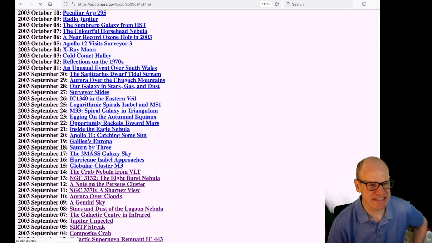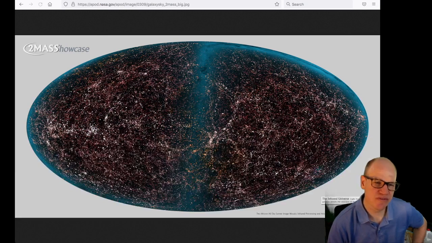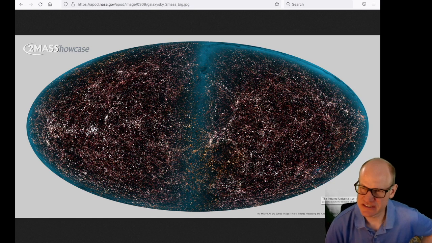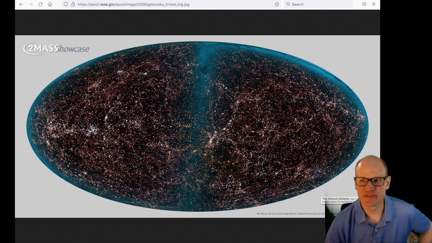2MASS galaxy sky. Whoa, that's cool. So that is what galaxies look like in the 2MASS data. Again, 2MASS is the 2-micron all-sky survey.